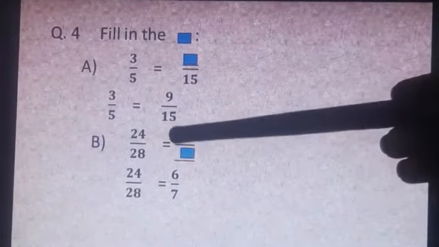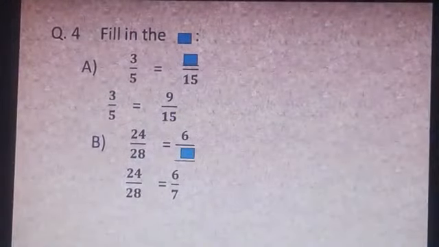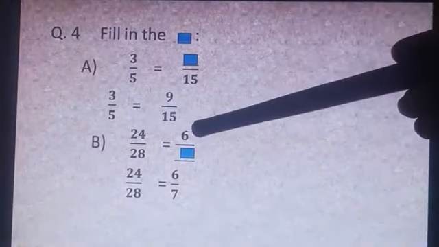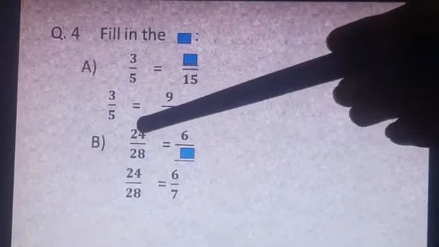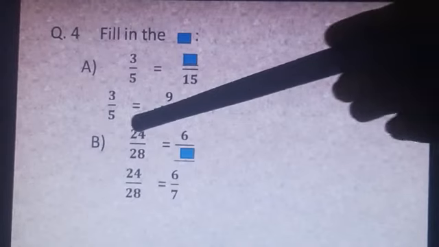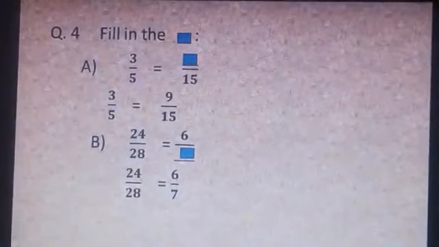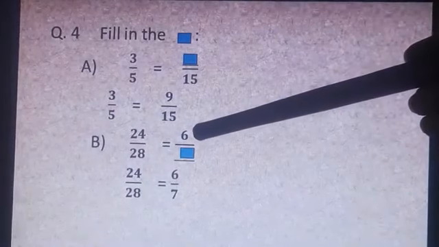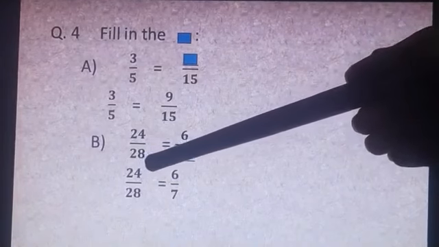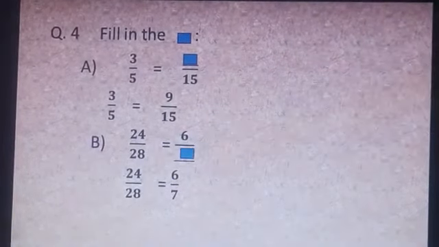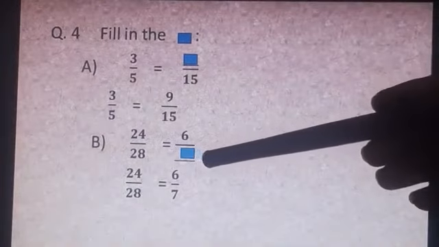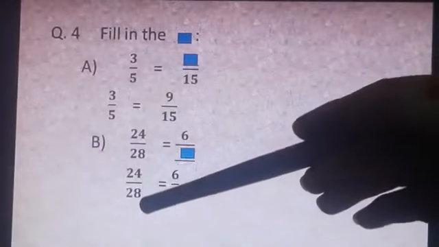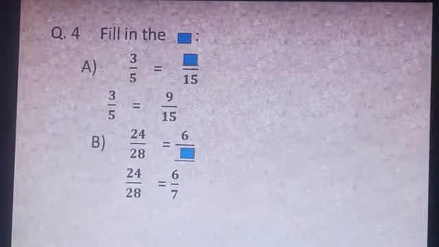See this next example, B part. 24 upon 28 is equal to 6 upon box. 6 upon dash we can say. Now look here, 24 became 6. The number became smaller, so it means division is there. So we will check that 24 divided by 6 is equal to 4. It means 24 is divided by 4 here. 24 divided by 4 is equal to 6. So 28 divided by 4 will give you the answer 7. So in place of the box we have to write 7. So our answer will be 24 upon 28 is equal to 6 upon 7.